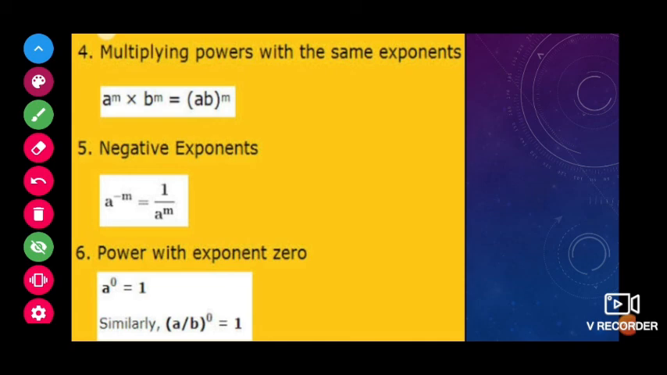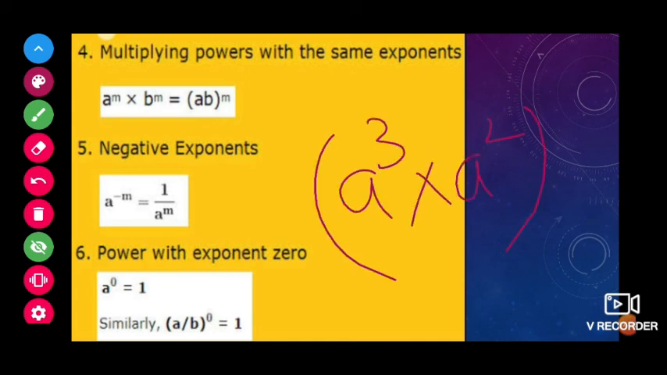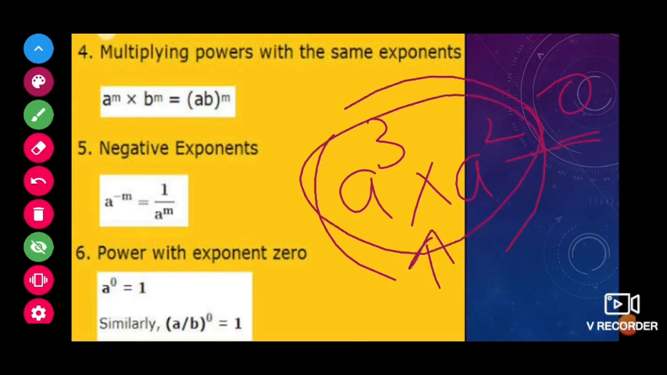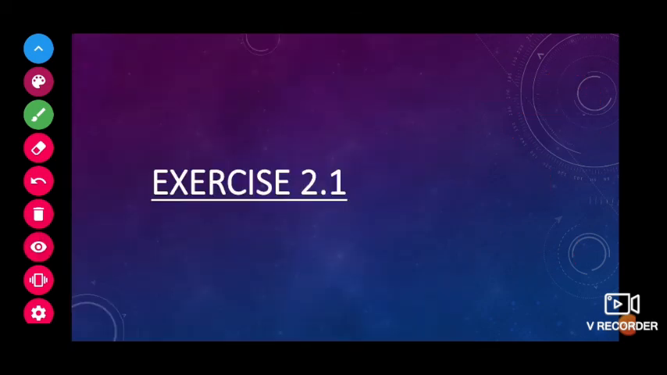For example, if it is a to the power 3 into a to the power 2 whole to the power 0, you need not calculate this, just apply the 0. Whatever it is, if it is whole to the power 0, then directly you can write the answer as 1. Next one, exercise 2.1.